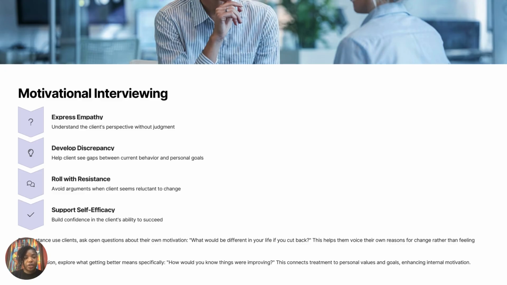Avoid arguments with the client. Please, that's really, really important, because when you argue with them, it makes it difficult for them to want to change. They become resistant towards it. And then you help them see the gaps between their current behavior and their personal goal. And always express empathy to your client, understand their perspective without judgment.